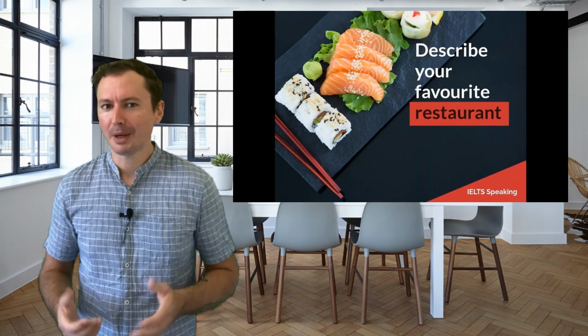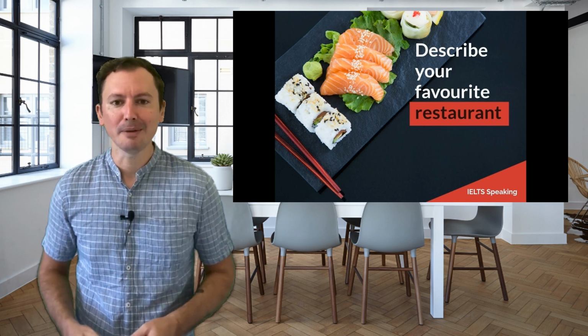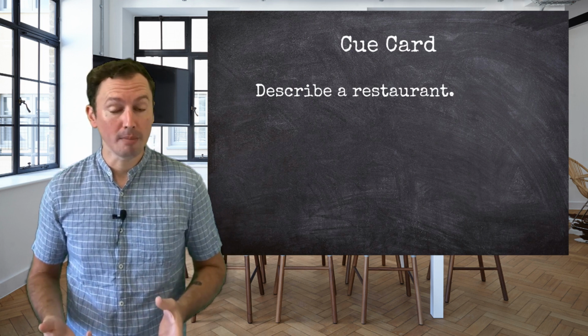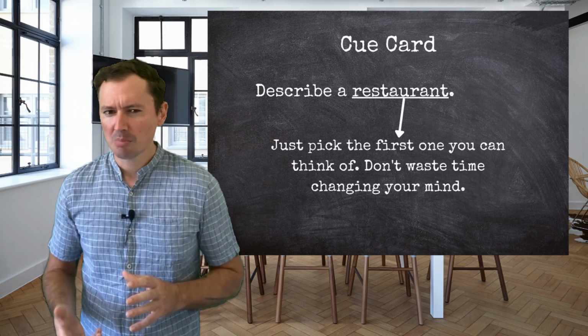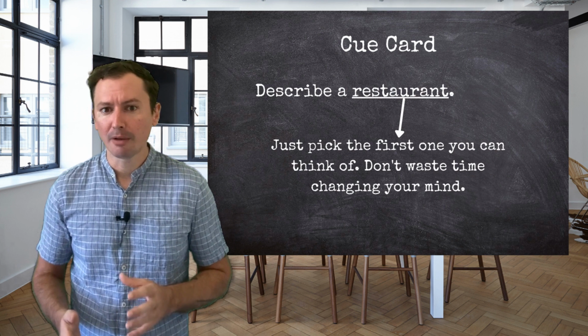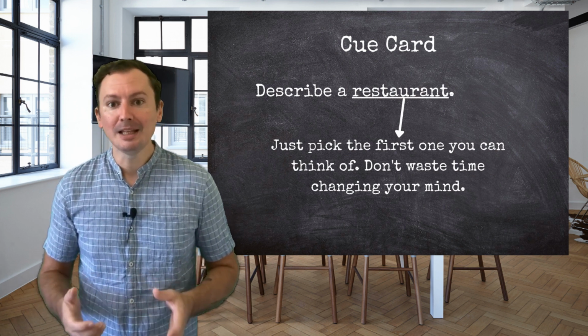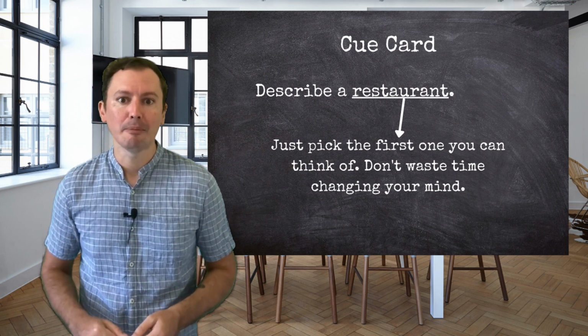Let's say that you're asked to describe a restaurant, which by the way I talked about up here. You might immediately think of a fancy French restaurant in your hometown, but then you might wonder maybe it would be easier to talk about that fish and chip shop at the seaside. Or how about that Indian restaurant you visited last week?